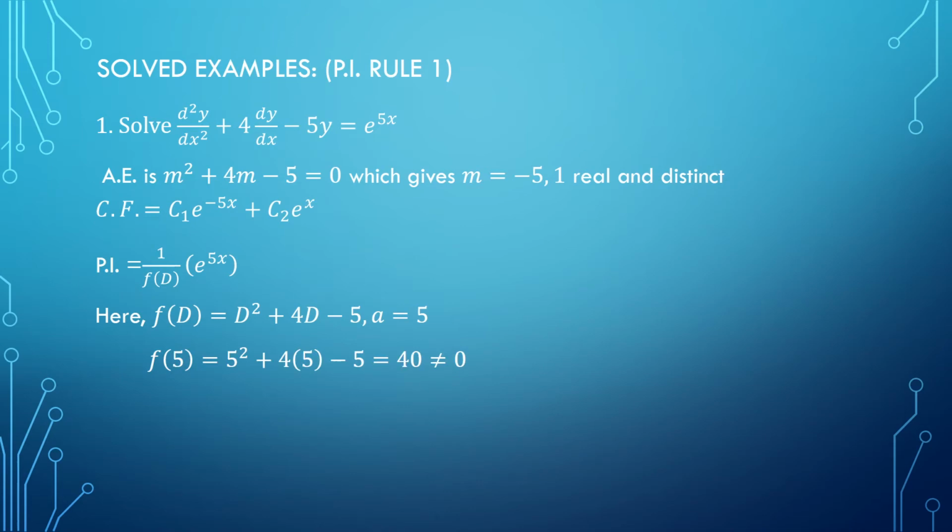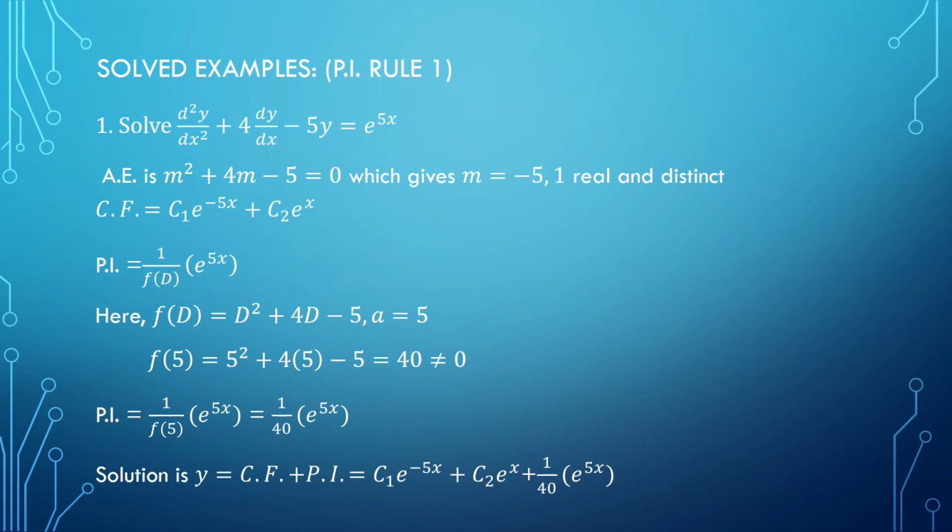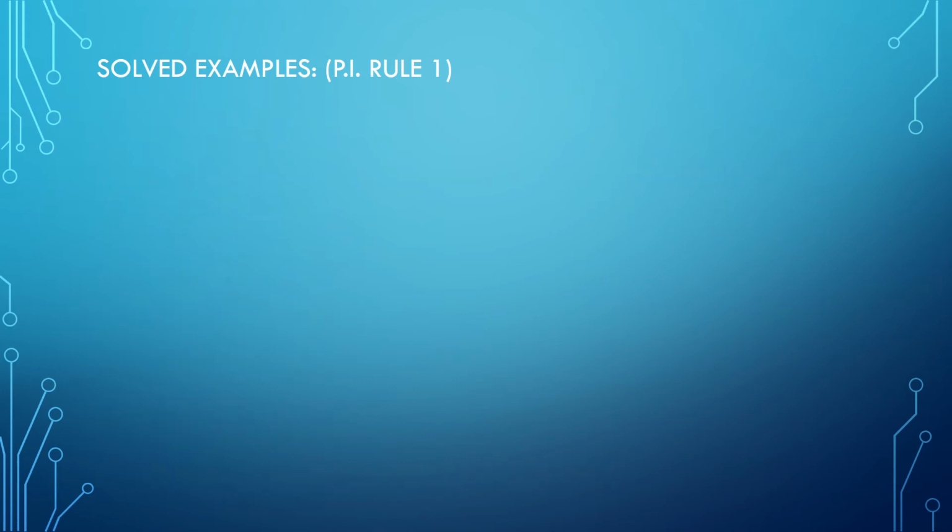So I can apply the first line in the rule, that I can directly replace my D by 5 and I can write my particular integral to be 1 by 40 e to the power 5x. As a result, my final solution turns out to be y is equal to CF plus PI, which is the CF I have already found and PI I'm going to add to it. Let us have a look at a few more examples.